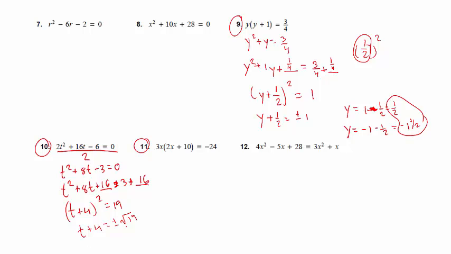And I get positive negative root 19. All I have to do is subtract my 4, and I'm done. So t is positive negative root 19 minus 4. And I'll treat 11 just like I treated number 9. I'll go ahead and distribute. I do notice that 6 goes into all of these, so I'll go ahead and divide by 6. Make those numbers a little bit smaller, a little bit easier to work with.